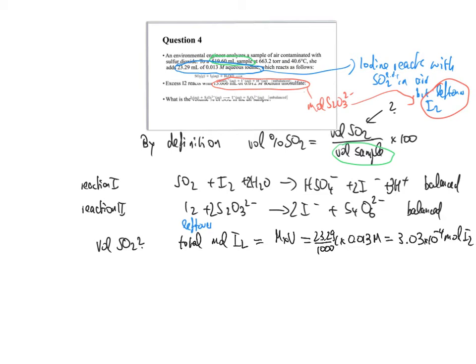Okay, perfect. Now, we know that some of the moles of I2 reacted with thiosulfate, and some of it reacted with the SO2. The ones that reacted with the SO2, that's the mole we're interested in, but now we need to first calculate the moles of I2 that were left over, and that we get from reaction 2.